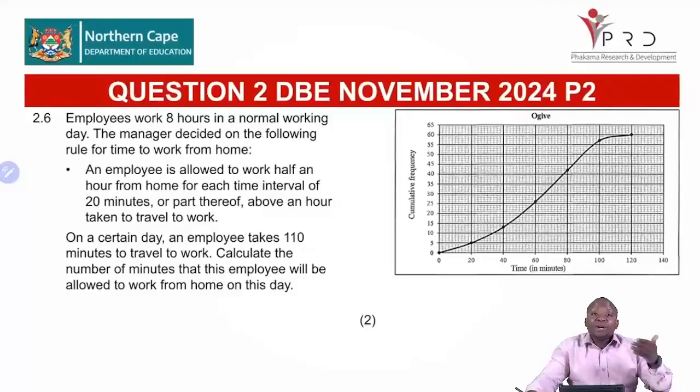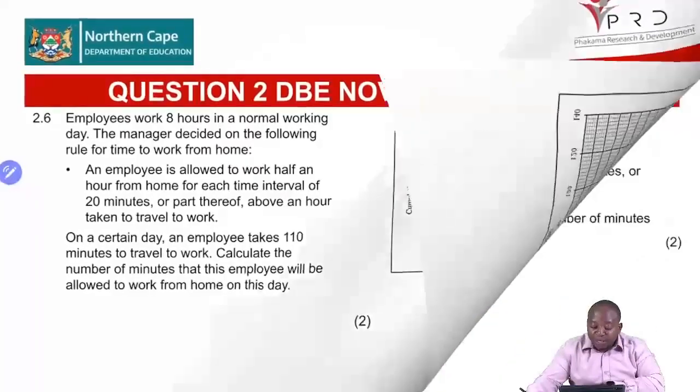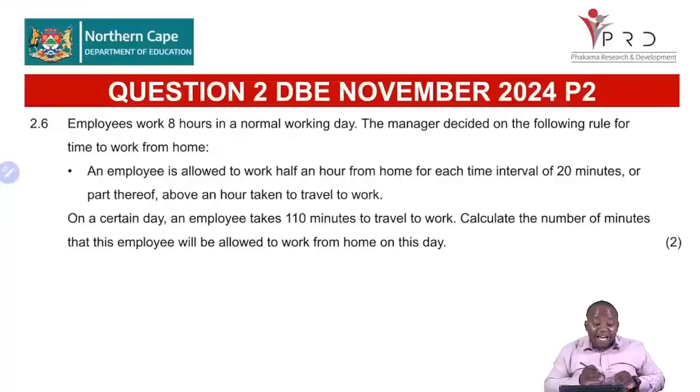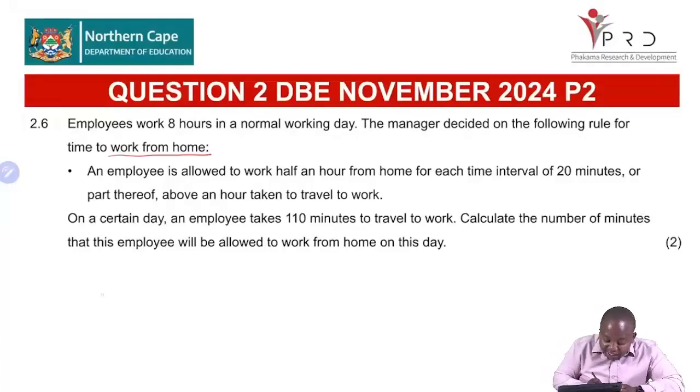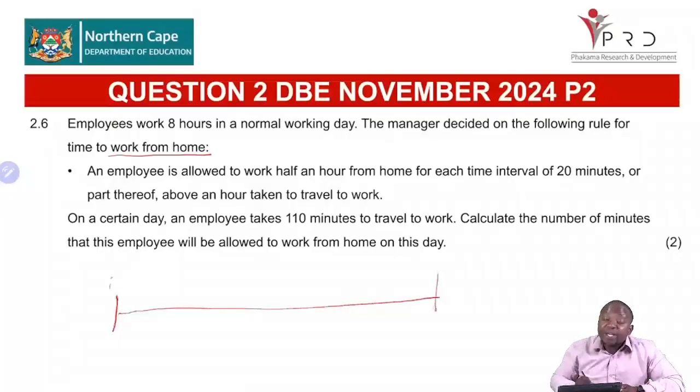This question needs us to interpret the statement properly and go through it again. Let us interpret this statement and understand what it actually means. It says employees work 8 hours in a normal working day. The manager decided on the following rule for the time to work from home. So we are focusing on those that are working from home, right? The first thing we need to understand is that those who work from home are the ones whose travel time is 60 minutes and above.